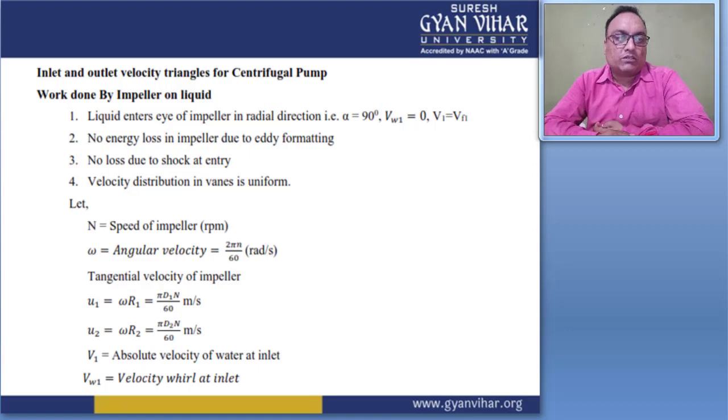So V1 is the absolute velocity of water at inlet, and Vw1 is the velocity of whirl at inlet. So these are the different cases of this, right? And then move to the next page.